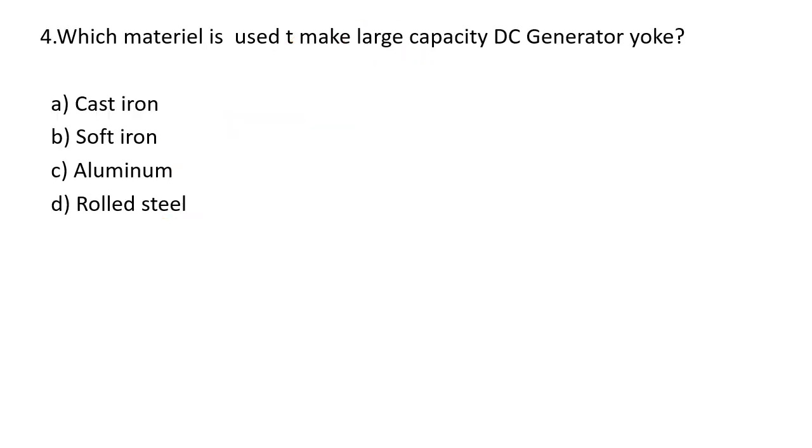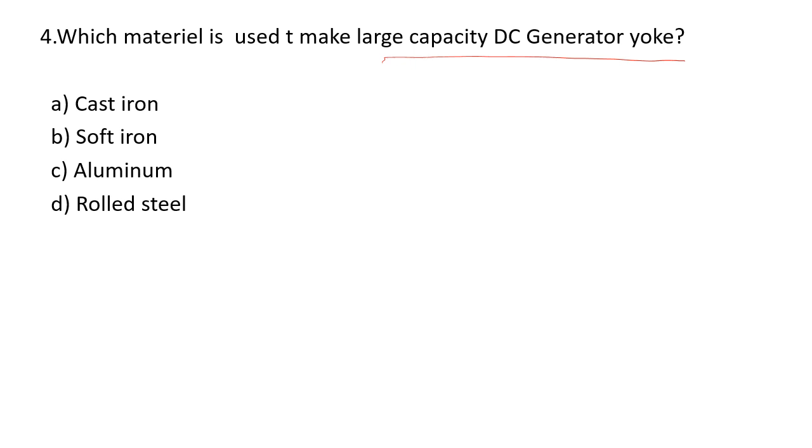So we can discuss the fourth question, the last question in this PPT. Which material is used to make the yoke of a large capacity DC generator? Already we discussed the production of yoke for large capacity DC generators, that is cast steel, in the previous slide. But in these options, you cannot see cast steel here. You can see cast iron, soft iron, aluminum, and rolled steel.